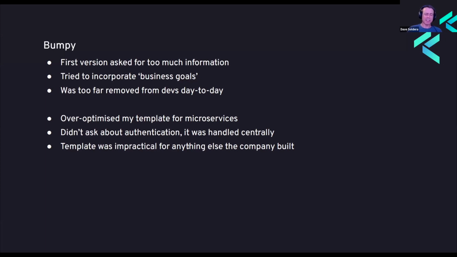Now, that sounds insane when I talk about it now, but it was an optimization gone wrong, because anything else that tried to use a template that wasn't a microservice couldn't easily express how authentication worked. In the end, the sensible solution was to ask about authentication, but pre-populate the template with the authentication information from microservices, which could be changed if needed.